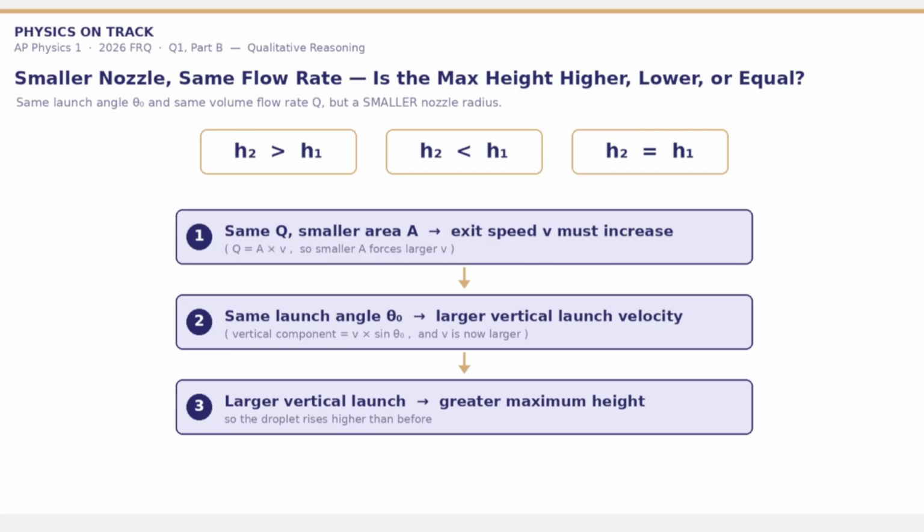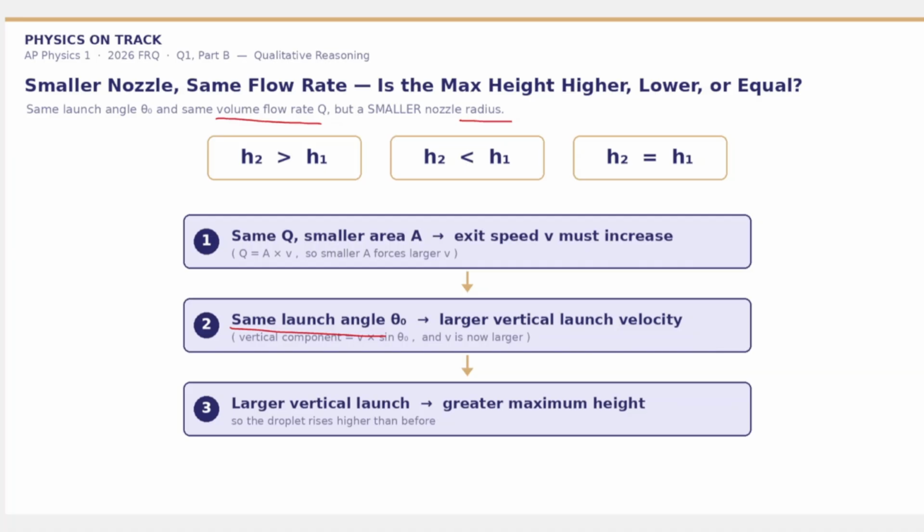Here, the nozzle is now replaced with a nozzle with smaller radius, and everything else is staying the same. The volume flow rate is the same from the fountain, and the launch angle is the same. So the only difference is the radius of the nozzle is getting smaller. And we have to make a claim on how that is going to affect the maximum height the water droplet can go. It was h1. Now with the new nozzle, that height is now h2, and we have to compare h2 with h1.